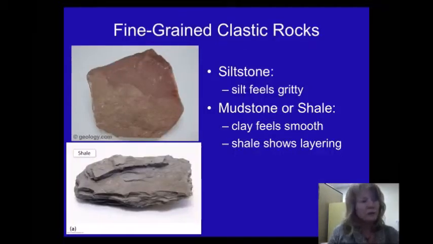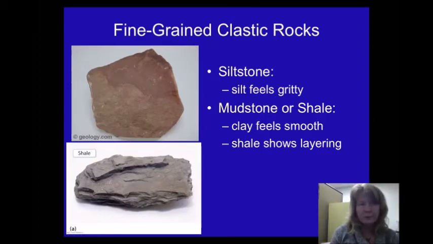So here, the next few slides are some pictures of clastic sedimentary rocks, and I broke them into three main categories: fine-grained clastic rocks, sand-sized grains, and anything larger than that. So fine-grained clastic rocks, again, you're not going to be able to pick out the particle or clast size in the rocks, because the clasts are too small to be differentiated from each other with the naked eye.